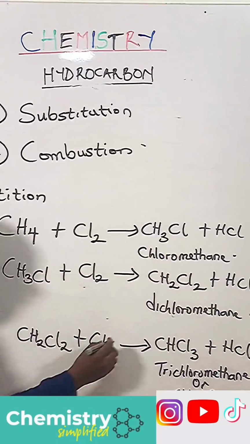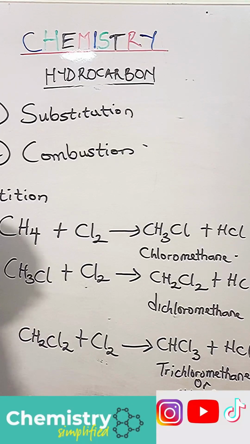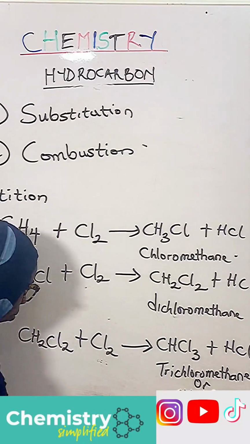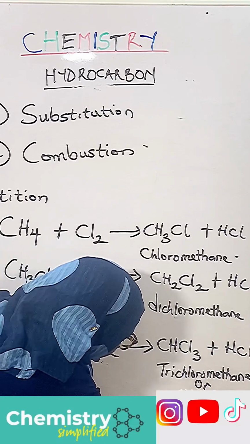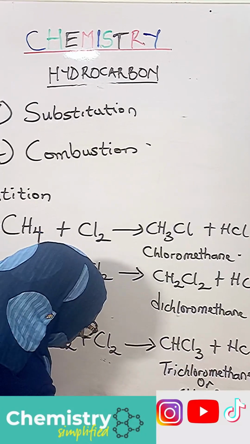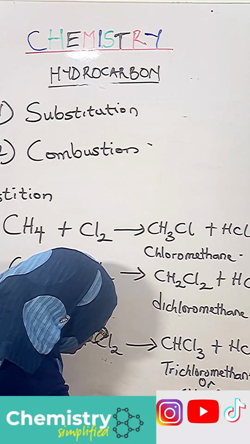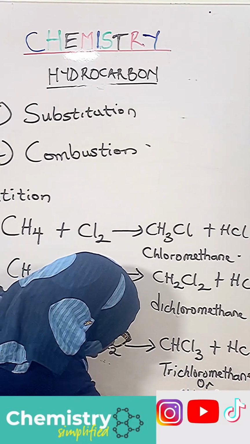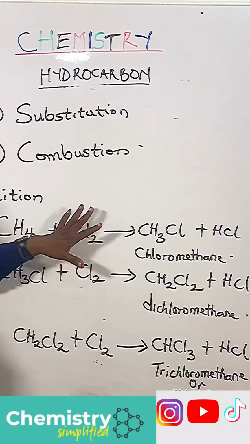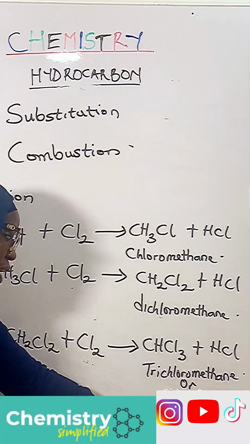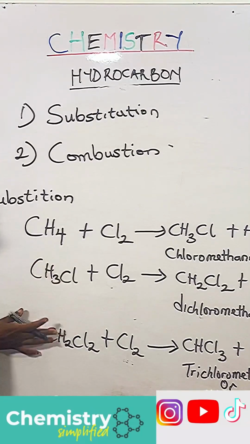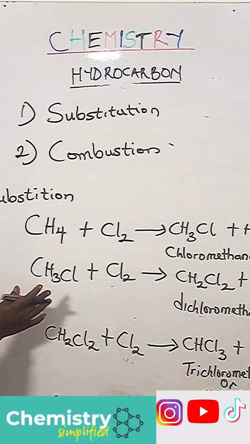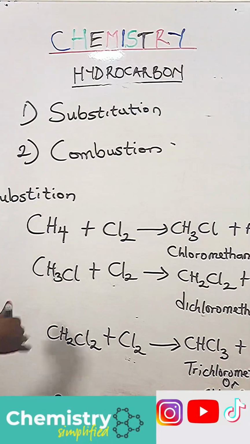Then we have the last one, CHCl3 plus another Cl2. So what do we have at the end? We have CCl4 plus HCl. And this one is called tetrachloromethane, tetra meaning 4. Now when you look at it, you can see that chlorine has eventually replaced all the hydrogen atoms in methane. So that is the substitution reaction. The substitution reaction of alkanes generally does not only apply to methane alone, it also applies to other members of alkane.